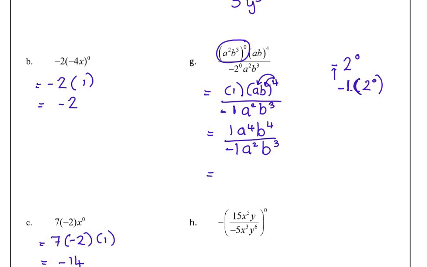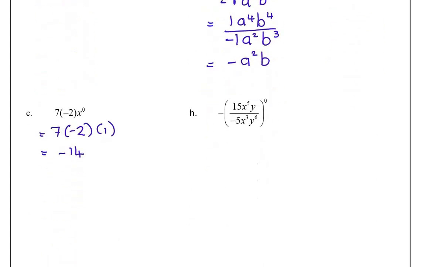And now I can do signs, numbers, variables. So now my signs, a positive divided by negative is a negative. 1 divided by 1 is 1, but I'm not going to bother writing it anymore. If I have 4 a's at the top and 2 at the bottom, I land up with 2 at the top. And 4 b's at the top and 3 b's at the bottom gives me 1 at the top. So this was the difficult part about that question, understanding that that negative is not included with the 2 to the power of 0.